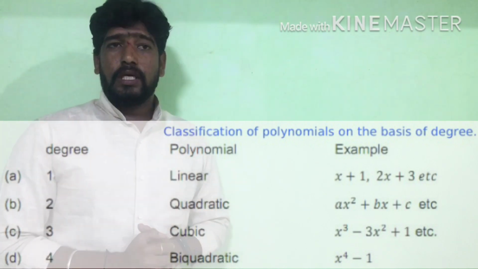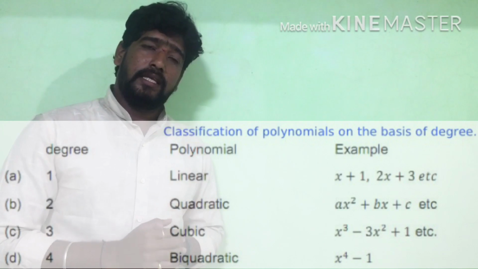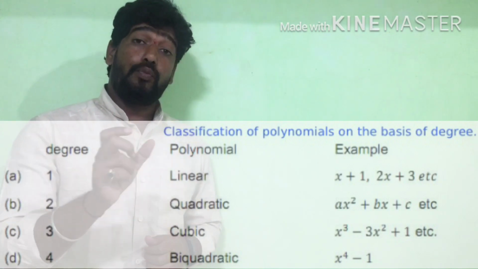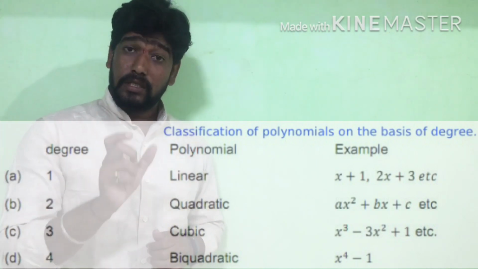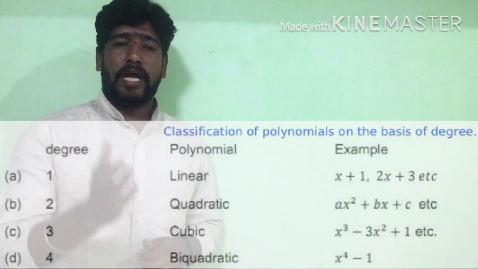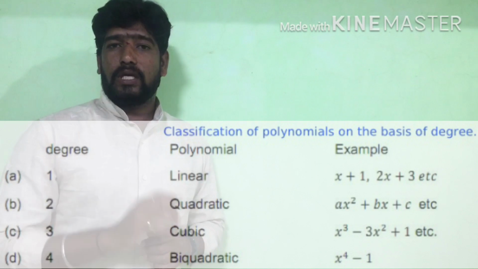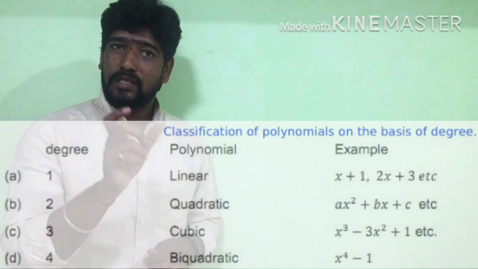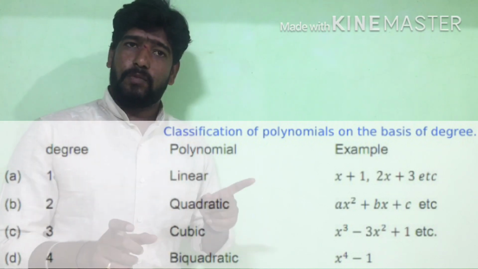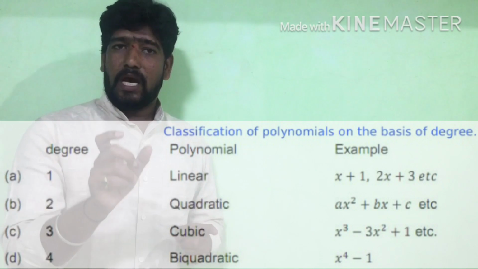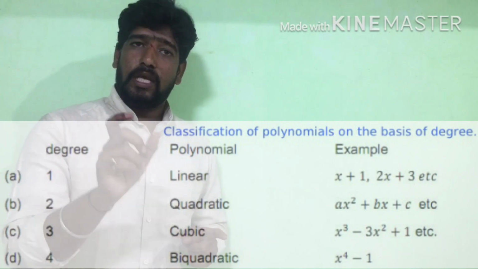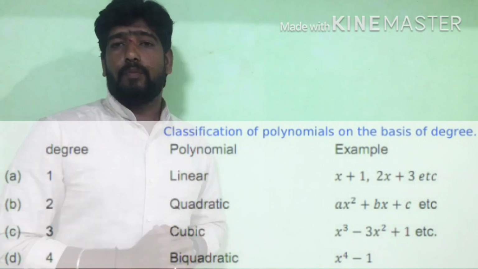Next, if the degree is 3, then the polynomial is a cubic polynomial. For example, x cube minus 3x square plus 1. So here the highest power is 3, so the degree of the polynomial is 3. If the highest power is 3, then it is called a cubic polynomial.